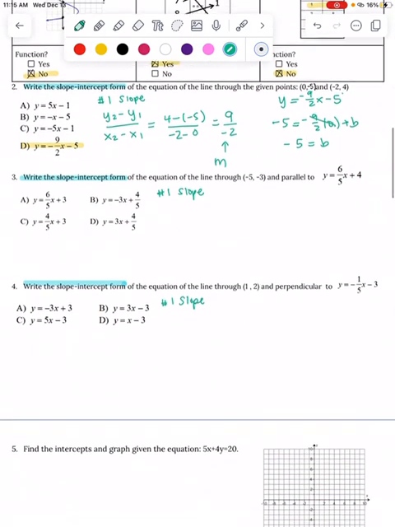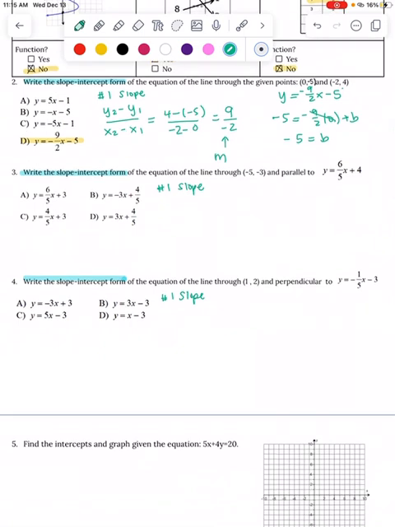Number 3, find the slope intercept form of the equation through the point and parallel to this equation. Parallel lines have the same slope. So it tells me the line it's parallel to. So that means I already know my slope. My slope has to be 6/5 because it's parallel to that line. It has the same slope. So I already can tell the answer. I don't even have to do work. Guess what? I already know it's 6/5 x plus 3.